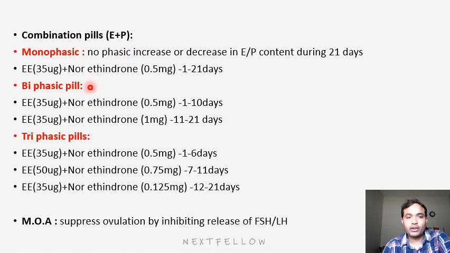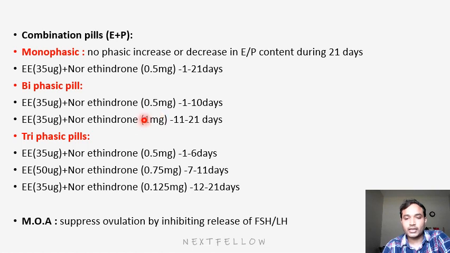Next is biphasic pills. In the biphasic pills, if you see, there will be no alteration in estrogen levels. There will be only elevation of dose in the progesterone level. If you see here, for days 1 to 10 we will give 0.5 mg. After that we will give 1 mg.